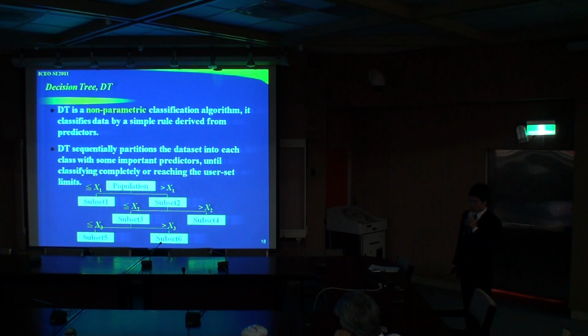The third is decision tree. It is a non-parametric classification technique. It will classify the data by sequentially partitioning the dataset into classes with some important variables.